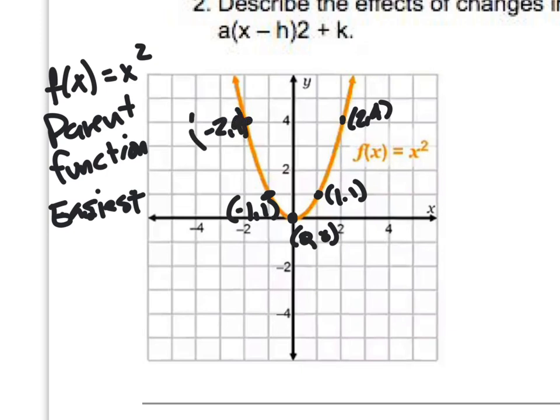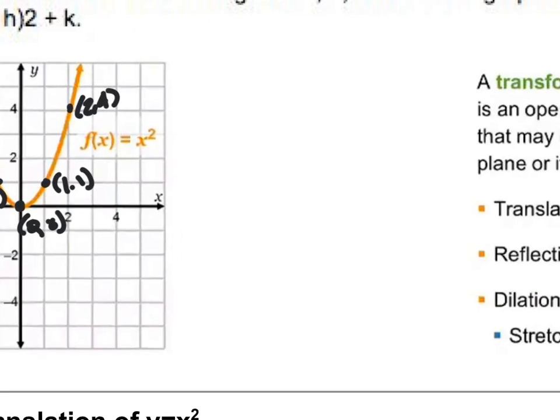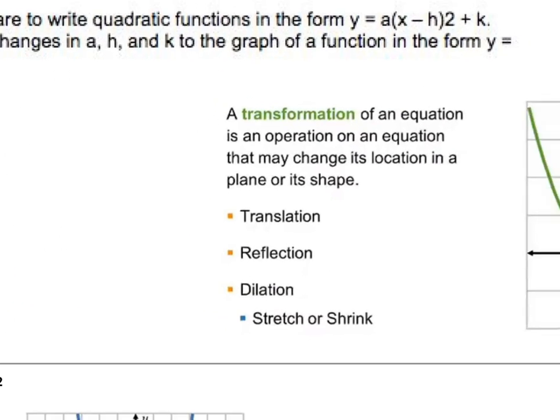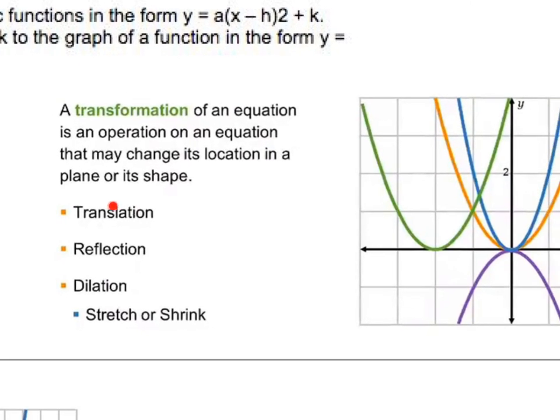When we talk about transformations, we're really talking about either a translation, which is a slide, a reflection, which is like a mirror, or a dilation, where you stretch or shrink the parabola.